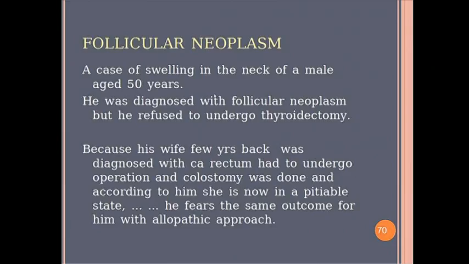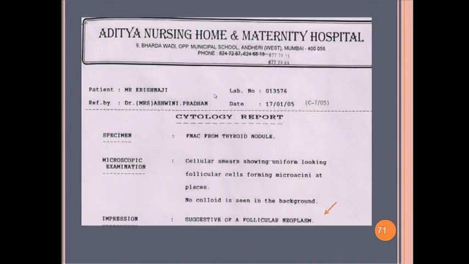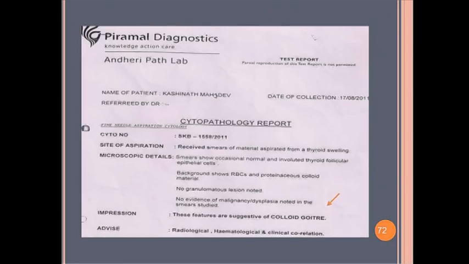This is a nice case of follicular neoplasm, a case of swelling in the neck of a male aged 50 years. He was diagnosed with follicular neoplasm. He refused to undergo thyroidectomy. We have the cytological report which says suggestive of follicular neoplasm. And here we have the cytopathological report where features are suggestive of colloidal goiter.